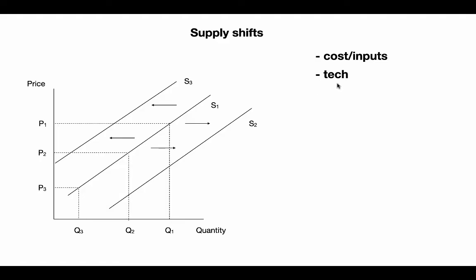So kind of related to that, if there's a technology change, and normally we're looking at a technology improvement, it's anything that really makes it easier or cheaper to produce is going to increase supply. So that would be a shift to the right.